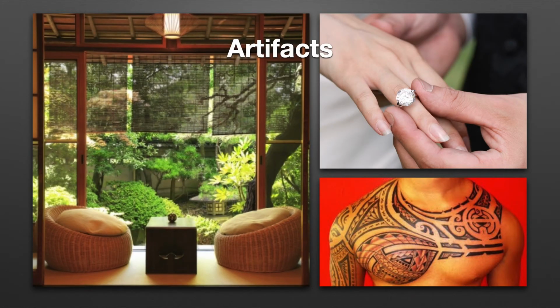Artifacts: you can tell much about a person by artifacts, and I like to think of artifacts as those things that are left behind if you were to leave. So how you decorate your house, what kind of car you drive, what kind of jewelry you wear, your tattoos, your clothing, all of those things are artifacts, and they all communicate different aspects of one. And of course, many of these can be extremely cultural.